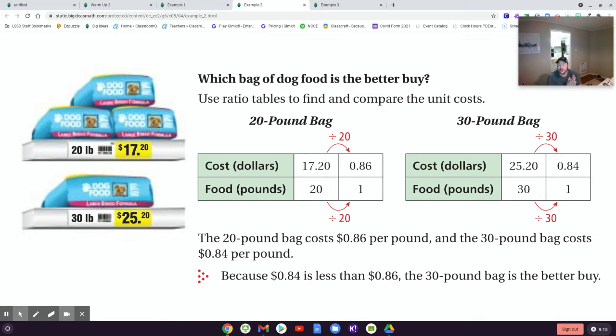So unit rate is not too difficult, especially if you're okay dividing, okay? In this case, for me, it would have been easier to turn them both into 60 pounds and compare what it would be for 60 pounds. Okay, so those are two good strategies for figuring out which is the better buy.